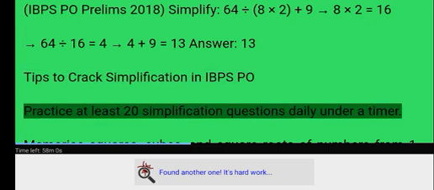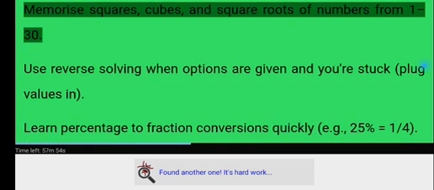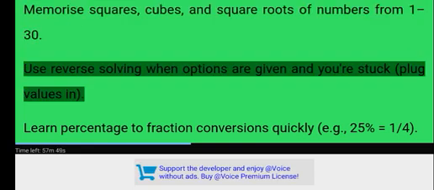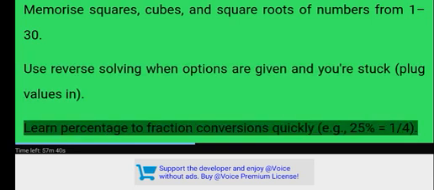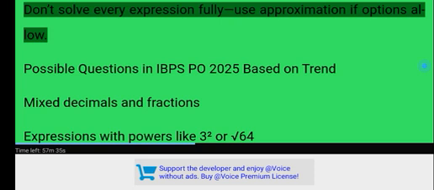Practice at least 20 simplification questions daily under a timer. Memorize squares, cubes, and square roots of numbers from 1 to 30. Use reverse solving when options are given and you're stuck: plug values in. Learn percentage to fraction conversions quickly, e.g., 25% equals 1/4. Don't solve every expression fully. Use approximation if options allow.